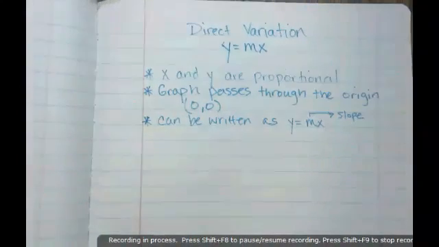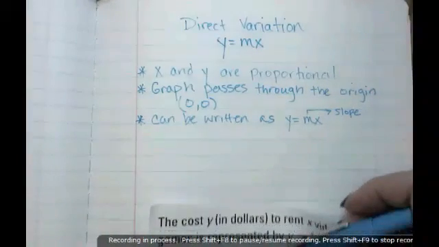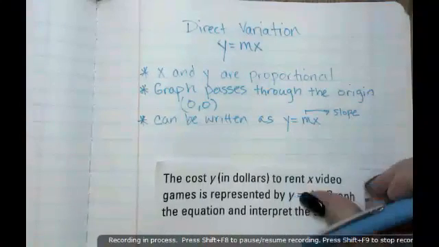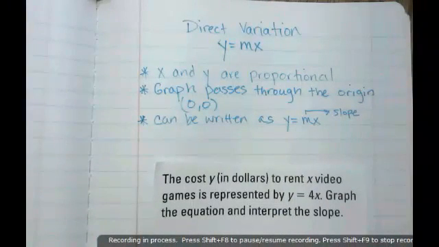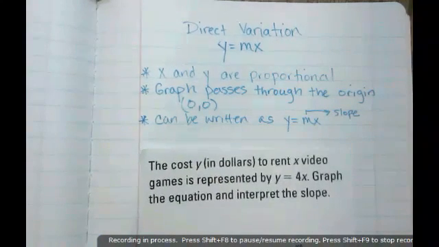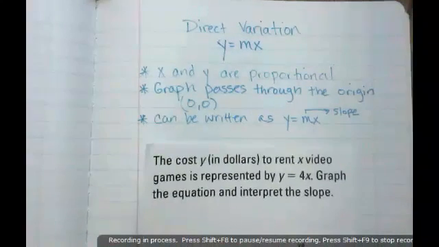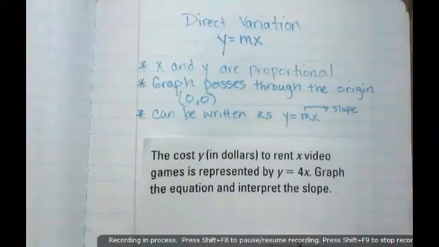For example, the cost y in dollars to rent x video games is represented by the equation y equals 4x. We're going to graph the equation and interpret the slope. The first way to graph a direct variation equation would be to make an xy table.